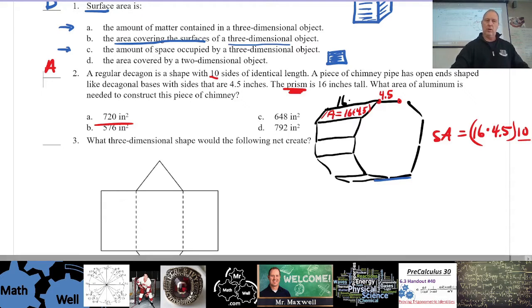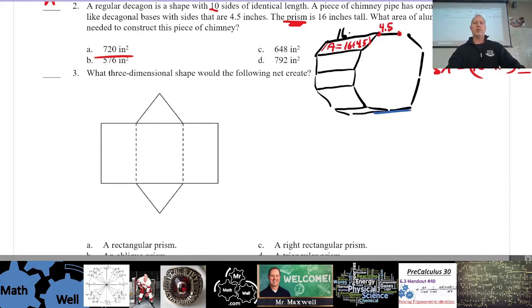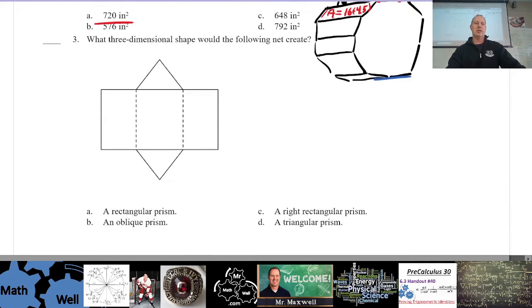All right. So what three-dimensional shape would number 3 create? This is a net diagram, isn't it? So what is the name for this one? What's your guess for 3?